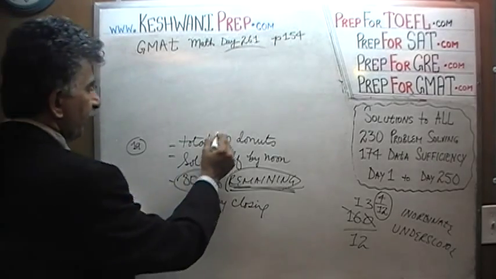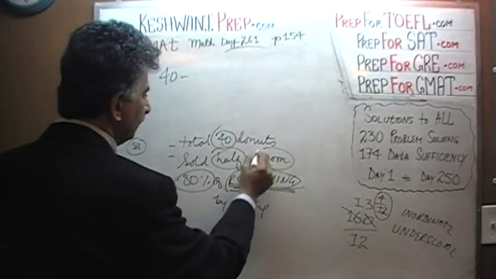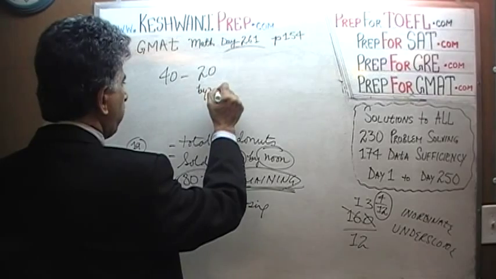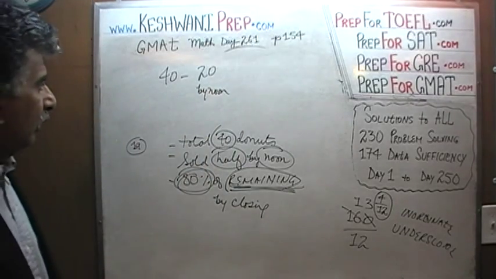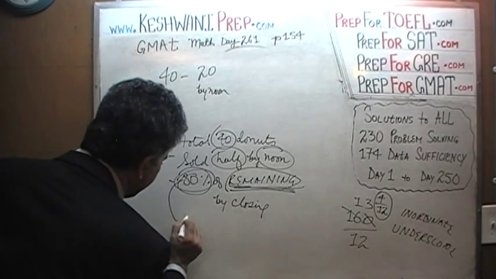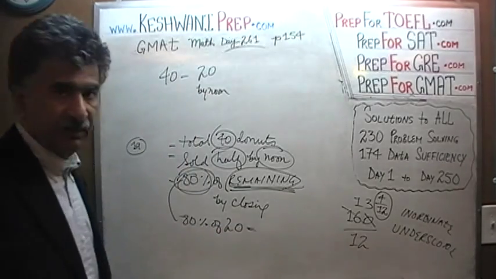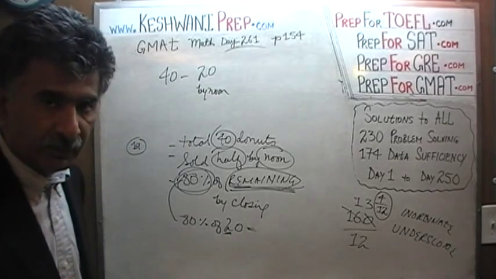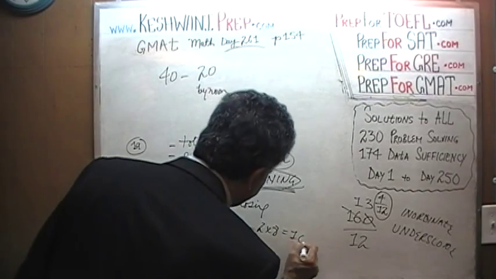So we started out with 40. We sold half by noon. So these were by noon. And then 80% of the remaining. What is 80% of the remaining? 80% of 20. How much is 80% of 20? 10% of 20 is 2. 80% is 2 times 8, which is 16.